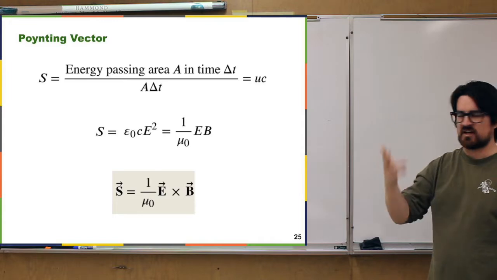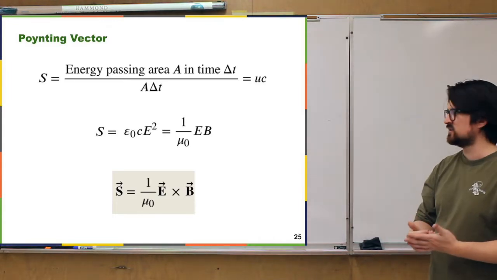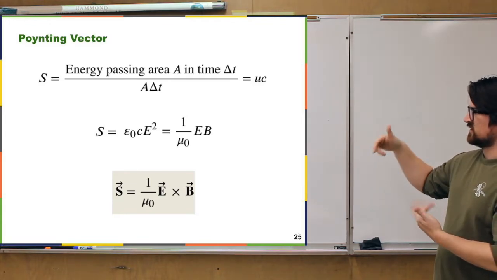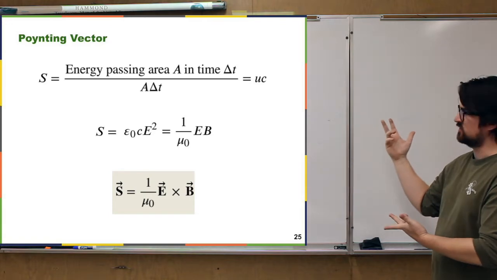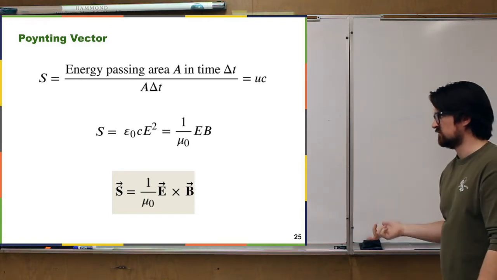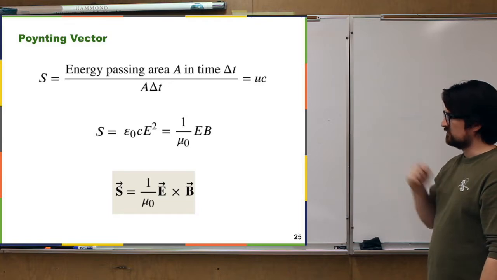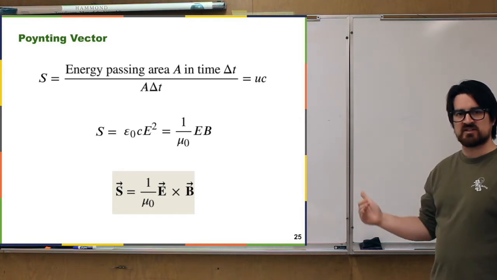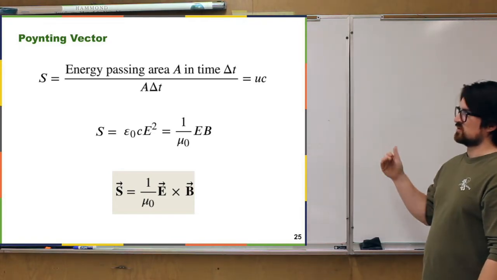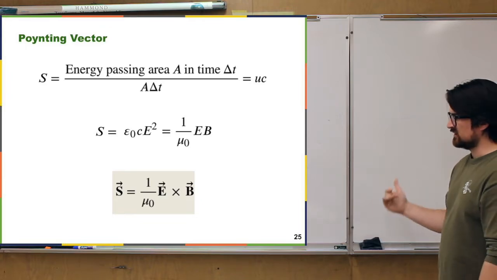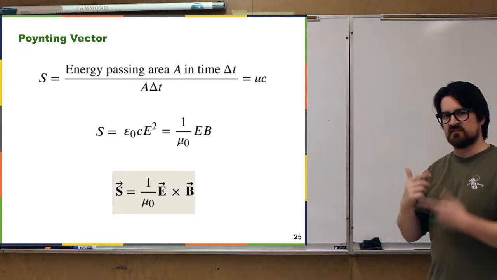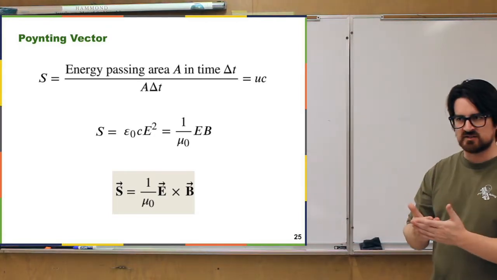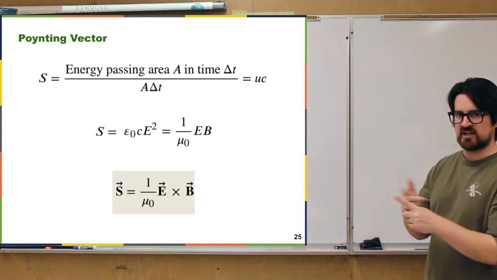And then looking back at how the energy density is related to electric and magnetic fields, we can write this S as equal to epsilon naught c times the magnitude of the electric field squared, or we could write it as 1 over mu naught times the electric field and magnetic field magnitudes multiplied. In general, though, this thing that we're talking about is actually a vector quantity. That's what we call the Poynting vector. And you can get it by the cross product of the electric and magnetic field vectors, just like this. Since it's from a cross product, the Poynting vector is perpendicular to both the electric and the magnetic fields.